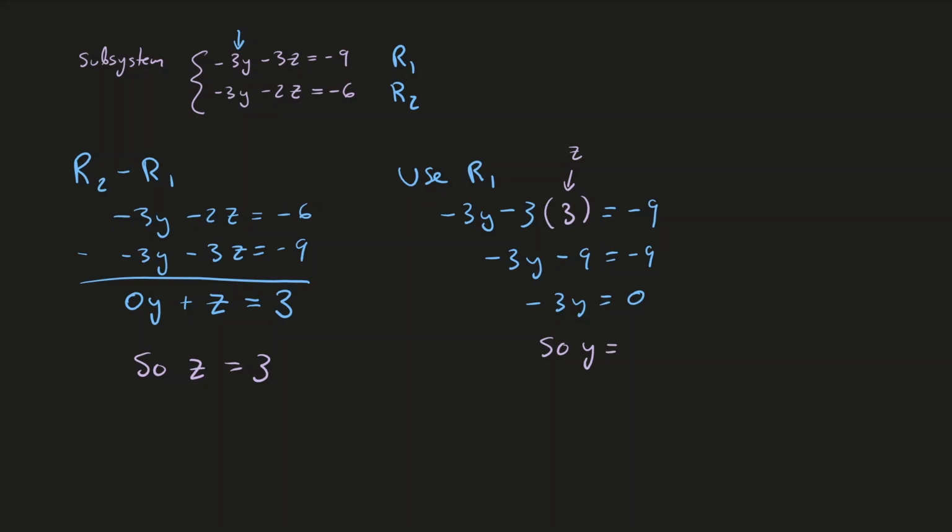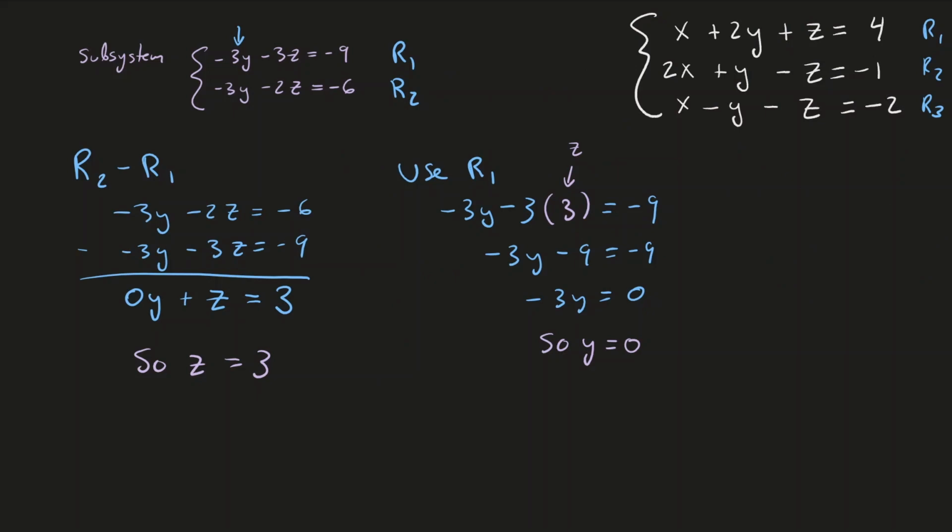So y is equal to 0. That is perfectly fine, and that can happen. y can be 0, z can, they can be any numbers in actuality. So we have z is 3, and y is 0. Now, we need to figure out what x is. We know y is 0. We know that z is 3, so now we need x.